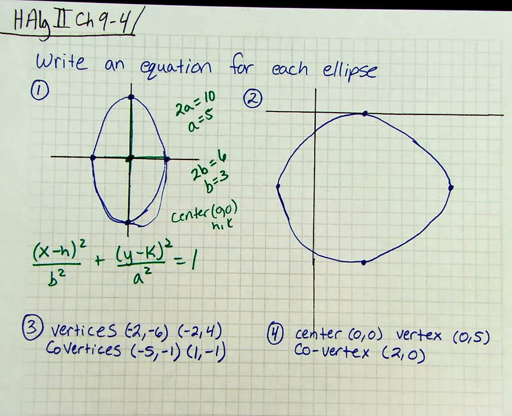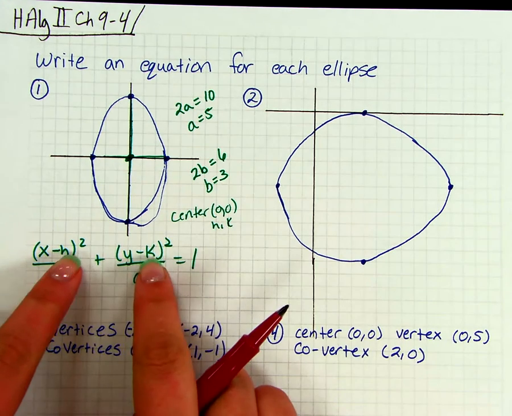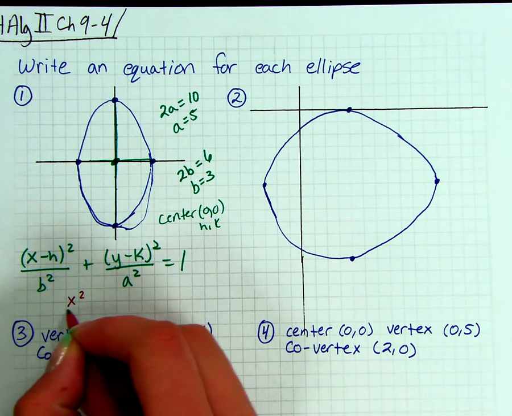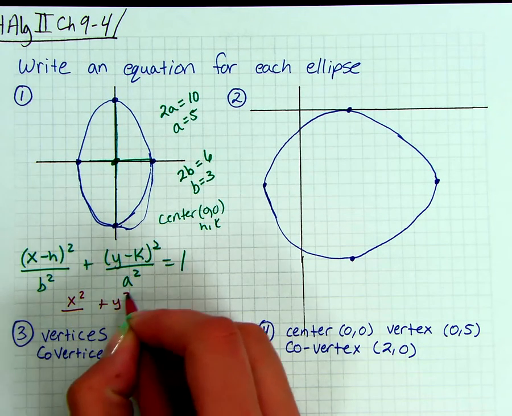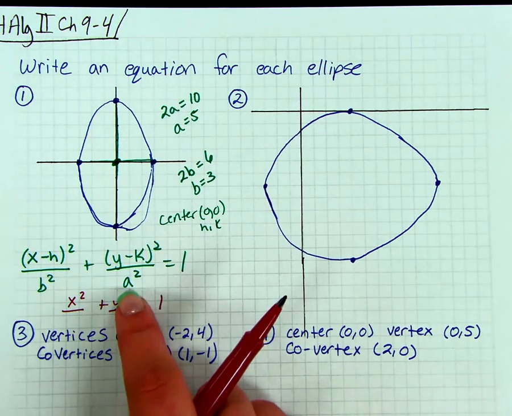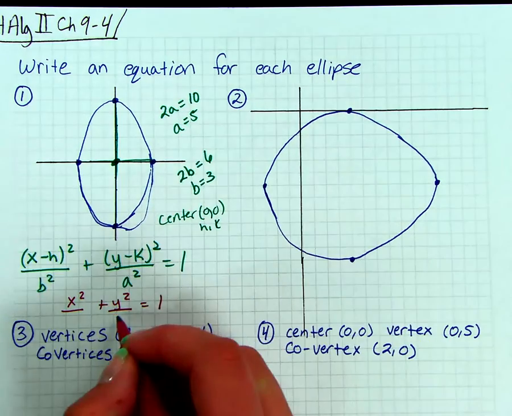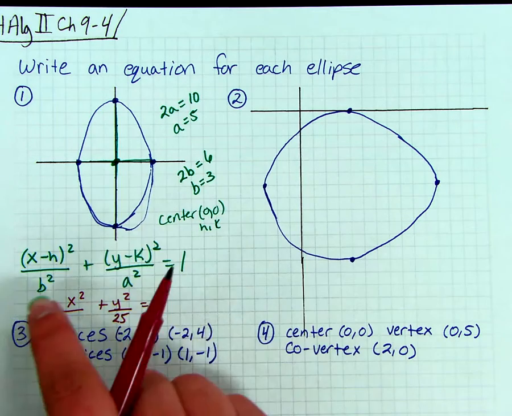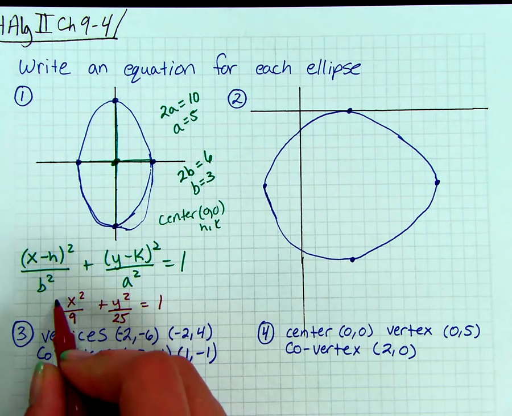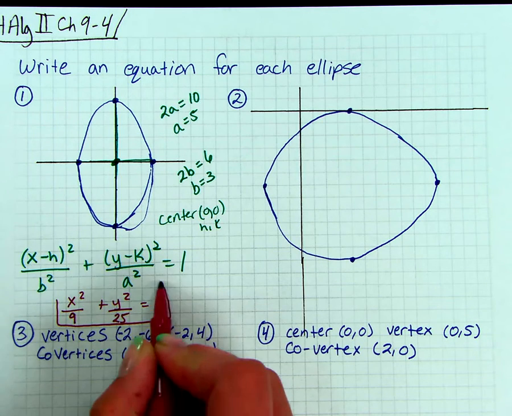I'm going to grab a different color here. Since h and k are 0, when we substitute that in, it simplifies to x squared over a number plus y squared over a number equal to 1. So a squared, that's 5 squared, so 25 goes under the y, and then b squared is 3 squared, which gives us 9. This would be our final answer for the equation part.